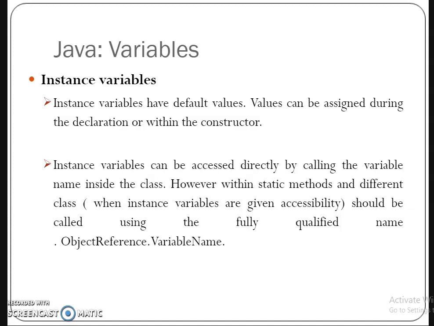Once again, I repeat this. Instance variables have default values. If you forget to initialize a value for that instance variable, it will automatically assign a default value. If the variable is integer, it assigns 0. If the instance variable is string, it assigns null. Okay. So an instance variable can be accessed directly by calling the variable name inside the class. However, within static methods and in a different class, when instance variables are accessed, they should be called using the fully qualified name, that is object reference dot variable name.